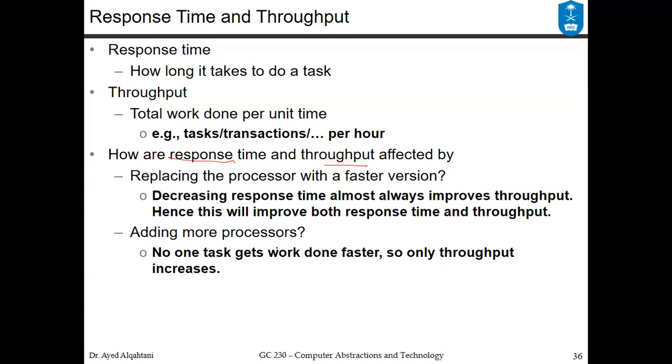If you add more processors, and this is what we have with more cores, dual core, quad cores, and so on, no one task gets work done faster, so you are not going to gain anything related to response time. However, the throughput will be sky high.